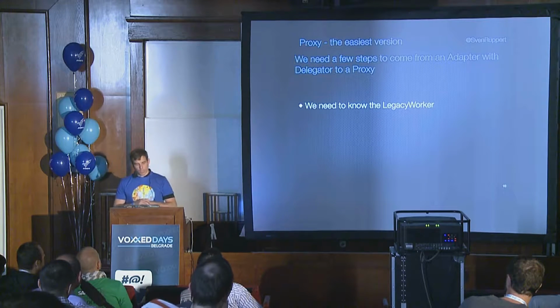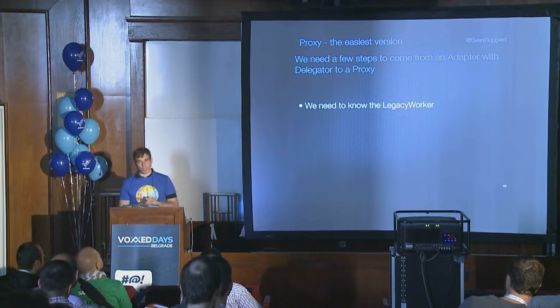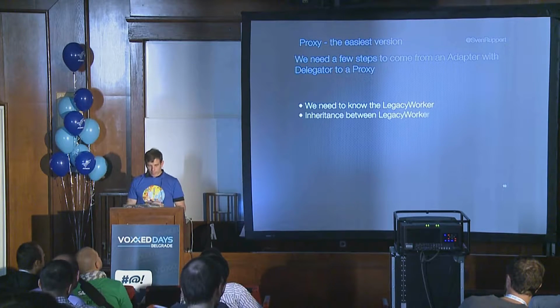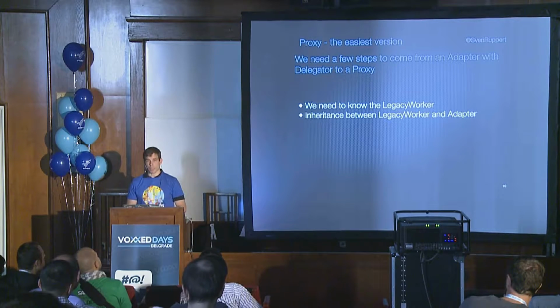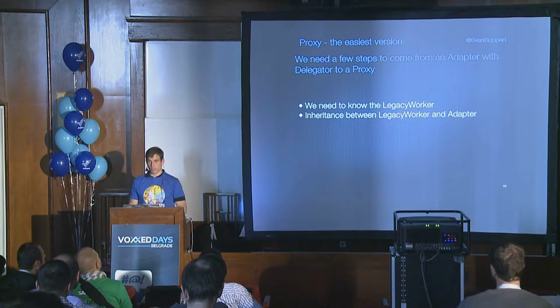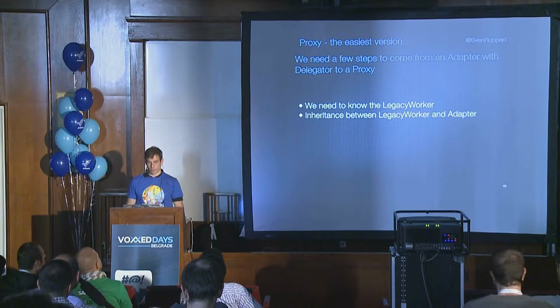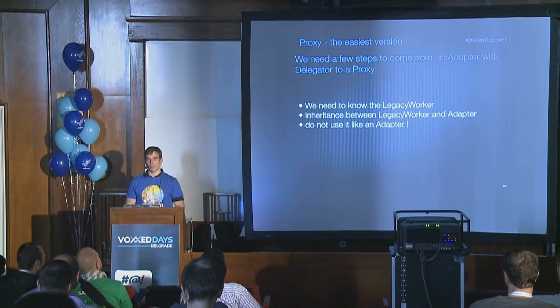Okay, a proxy. If we want to write a proxy, we need to know the legacy worker because we have a replacement. And we have inheritance between legacy worker and adapter. This means I can extend the interface, but it makes no sense because from outside a proxy and the original must be the same. So extending the interface is mostly something you only use if you want to do some additional hidden stuff, but try to avoid it. And please don't use proxies like an adapter. If you have an adapter, call it adapter and use it inside your proxy.